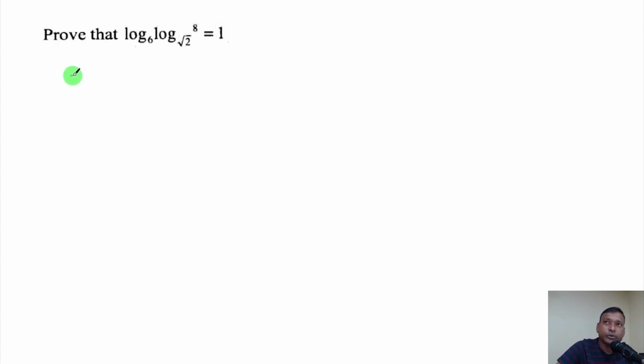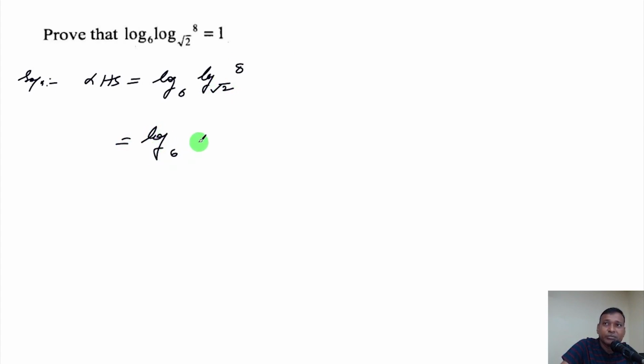So in this question we have to prove log to the base 6, log 8 to the base root 2 equal to 1. Let us write the left hand side. This is log 6 and here it is log 8 to the base root 2. This is root 2. So we will try to write this 8 as a power of some number with base root 2. So let us see what it will become.